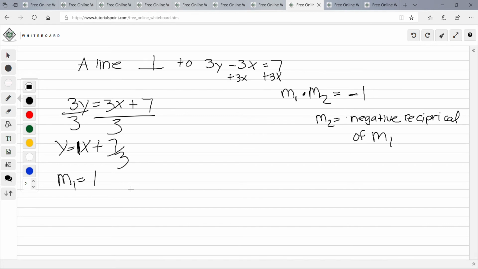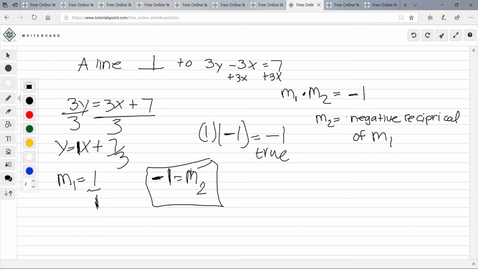So according to the rule of perpendicular, m2 must be the negative reciprocal of m1. What is the reciprocal of 1? Just 1, right? Because 1 over 1 is the same thing as 1, and if you flip it, it's still 1 over 1, but there's going to be a negative. And that should be m2. To check it, you multiply m1 times m2, and that should give you negative 1. We said m1 is 1 and m2 is negative 1. Does that give you negative 1? Yes. That's how I know that m2 is the negative reciprocal of m1. So m2 should just be negative 1.